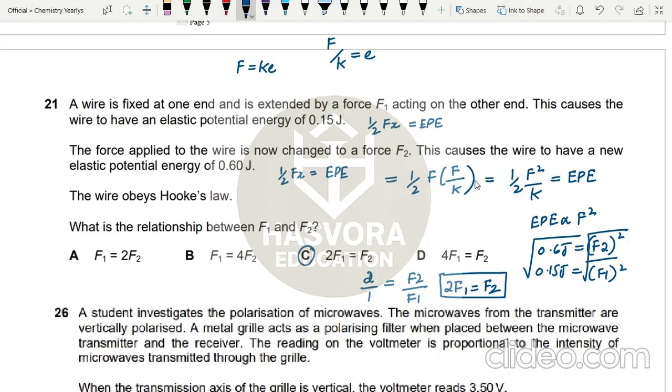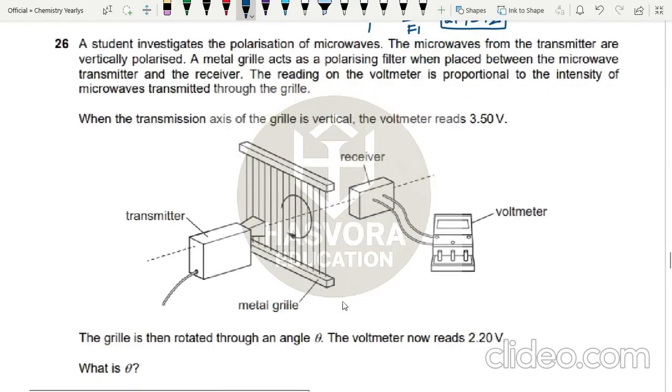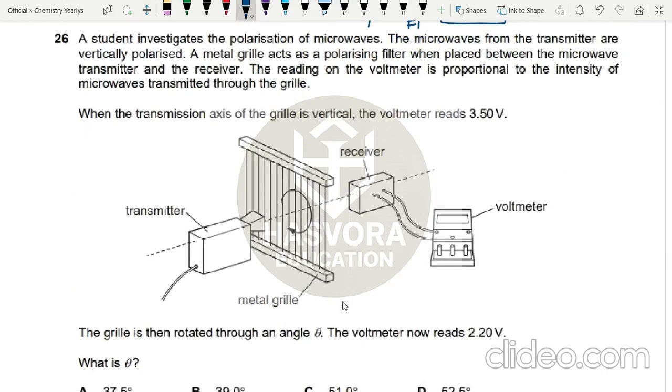Now let's move on to the other question. It says a student investigates the polarization of the microwaves. The microwaves from the transmitter are vertically polarized, so they have told you that it is vertically polarized. A metal grill acts as a polarizing filter when placed between the microwave transmitter and the receiver. The reading on the voltmeter is proportional to the intensity of the microwave transmitted through the grill. This is one of the important points in the question.